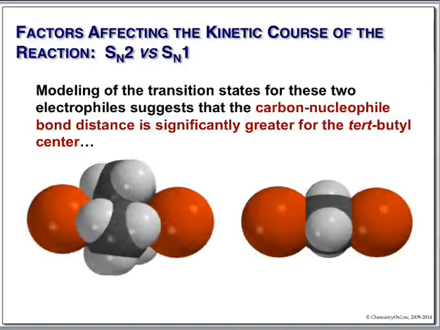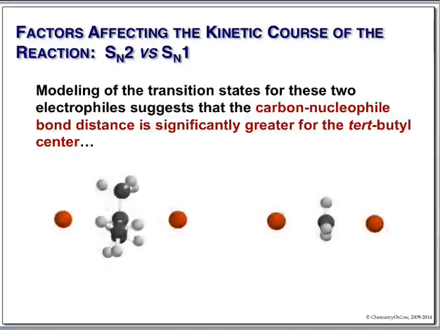Because we have all these methyls in the way, this distance right here turns out to be about 2.9 angstroms. Without the hydrogens in the way or the methyls, we can get down to about 2.5. So we can get much, much closer.